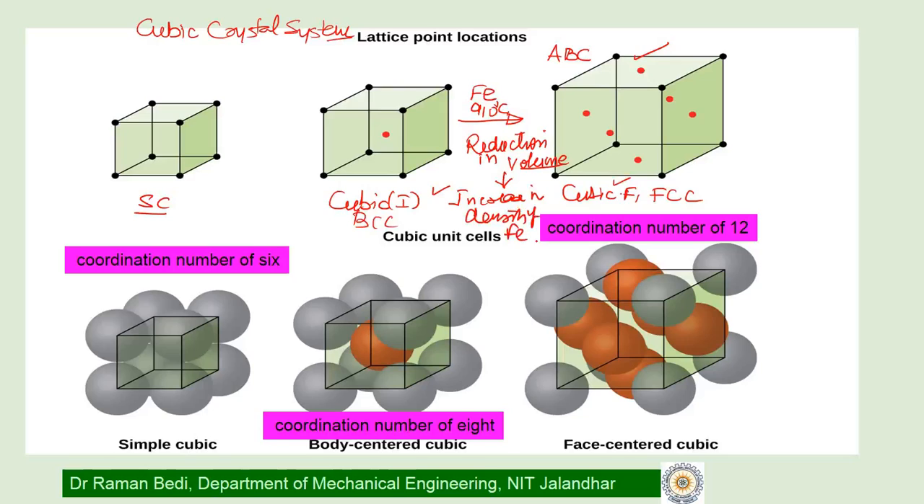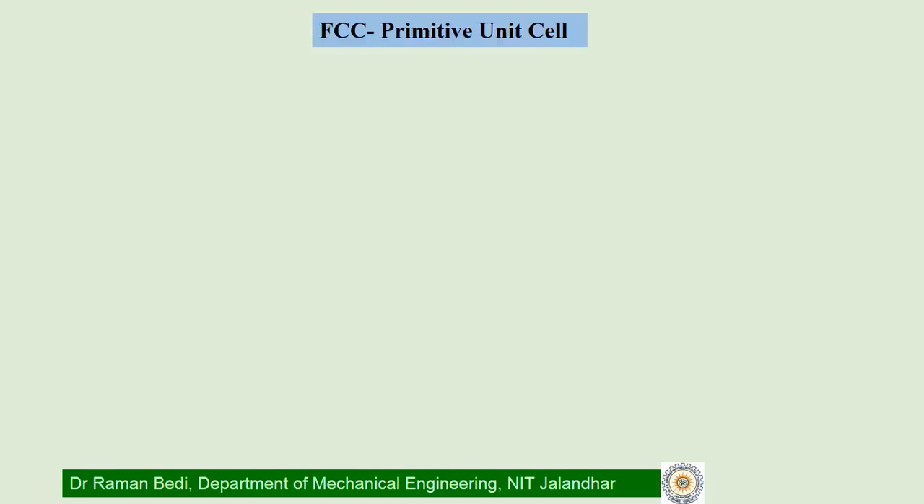pure iron. Now, further, we have already seen the basics of what we refer to as coordination number. In the case of simple cubic, this happens to be 6, that is 4 in its own plane and 1 above and 1 below. We have a coordination number of 8 for BCC and 12 for the FCC crystal structure. Let's move forward.